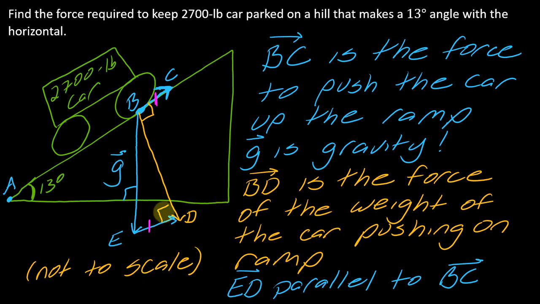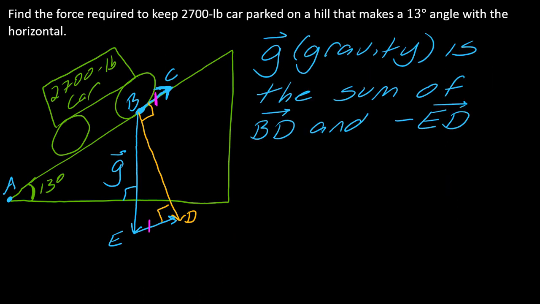And when we have this, it creates a right triangle. So this is a right triangle. We get a right triangle here. This makes a right angle. So you just want to pay attention to this, okay? All right, a couple more things. So this gravity vector is the sum of BD and negative ED, okay?